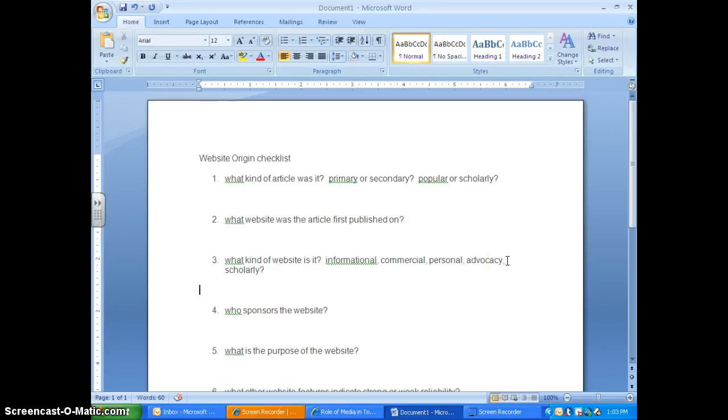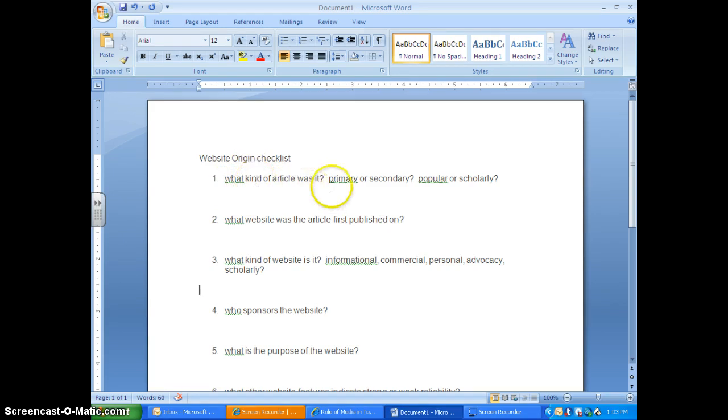This is an example of the Web 2.0 origin analysis assignment that I've provided for you as a bonus opportunity to explain kind of how you came up with your origin analysis. So I'm going to start with the checklist for origin analysis of a website.